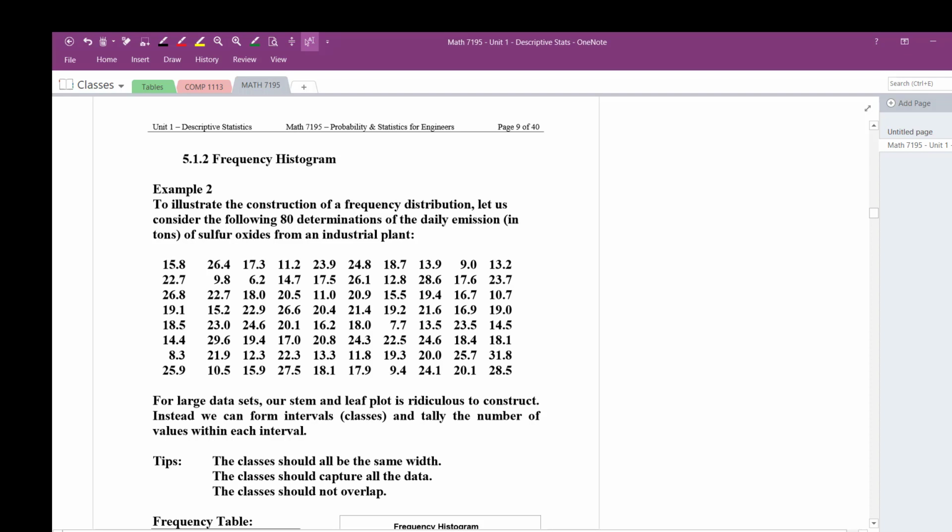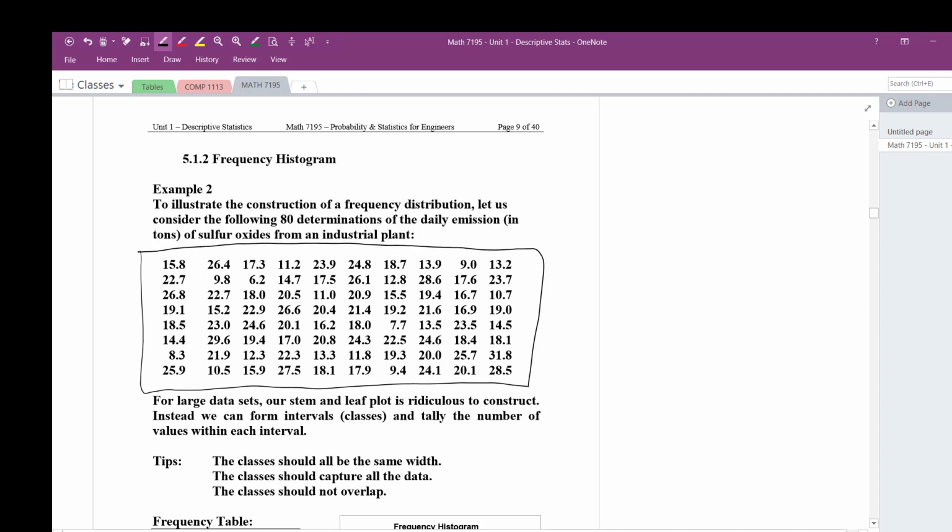In our stem and leaf plot, if I had 80 values, my plots would start to get so long in the horizontal axis that maybe I wouldn't be able to see anything. And I'm also sort of limited in the way I group my values into groups of tens. Here I have some data where we looked at the daily emissions from an industrial plant. This is sulfur oxide, and it looks like the data is in tons. We have these 80 values here.